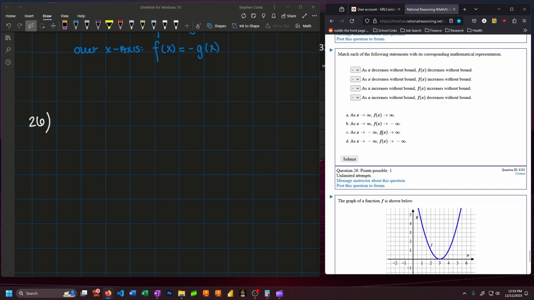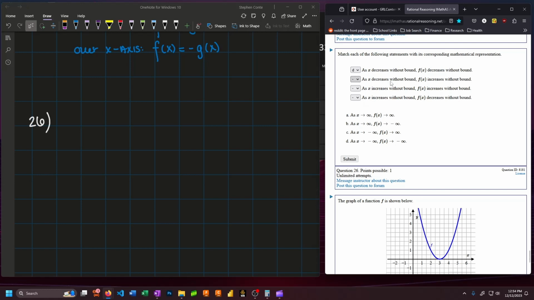As x tends towards negative infinity, we have f of x tending towards positive infinity, or f of x tending towards negative infinity. We're saying here that x decreases without bound and f of x decreases without bound. So that has to be d. Meaning that as x decreases forever and ever, f of x also decreases forever and ever. So this is going to be d.